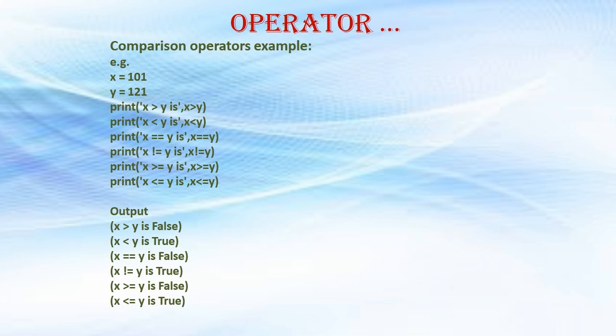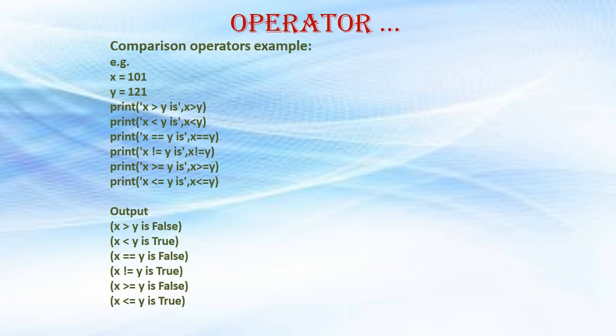Okay, next are some examples of comparison operators. Again, you can check the example x = 101 and y = 121. Now print x greater than y, comma, x > y. Now it will give you true or false. If the condition is true, then it will write True, or if the condition is false, then it will write False.